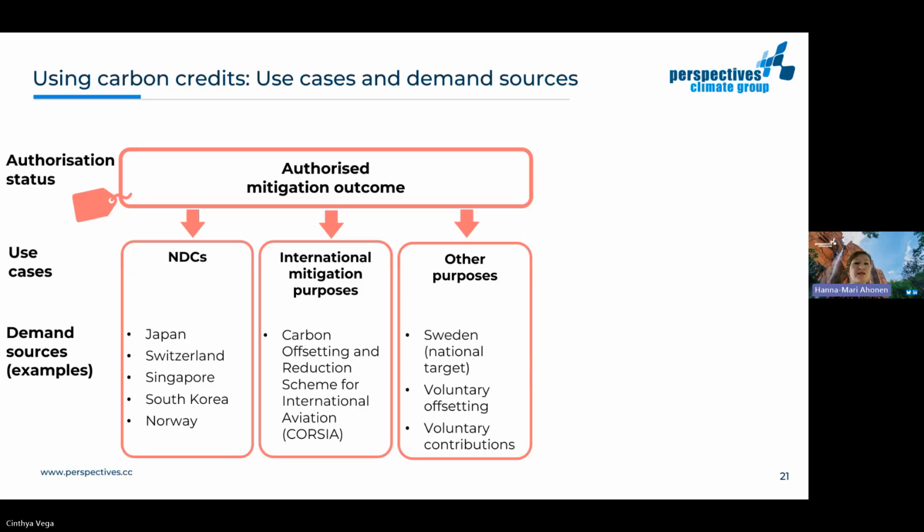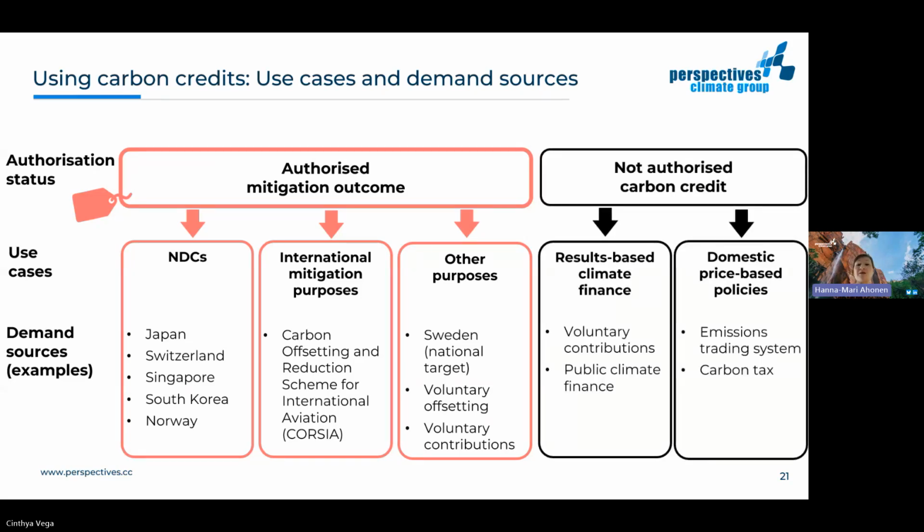And now, what about all the mitigation outcomes that are not authorized as ITMOs? Well, you can deliver results-based climate finance with them voluntarily, or even public organizations could buy credits and use them to deliver results-based finance. And host countries as well could use them as a domestic price-based mechanism. Domestic carbon credits could be used in a domestic carbon tax. We even have examples of that in places like South Africa, Colombia, and elsewhere, where you can use these carbon credits to comply with a domestic carbon tax, for example. So there are different use cases, and depending on what use and who you want to sell your credits to, you might want to have it authorized as an ITMO, or you might not need to. Next slide, please.